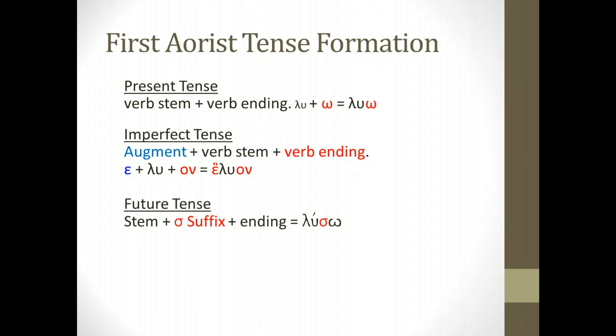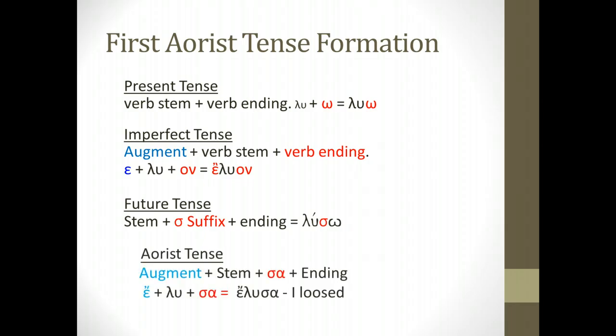Now in the aorist tense, we're actually going to combine the skills that we've learned in all three of these. In the aorist tense, we're going to have an augment, just like we did in the imperfect tense. Of course, as always, we'll have our stem. But we're also going to have a sigma suffix, although it's going to be expanded just slightly to be a sigma alpha. And then we're going to have our ending. And so it will be an augment, a stem, a sigma suffix with an alpha ending, and we would have elusa, "I loosed." Let's take a look at the way that this is formed.